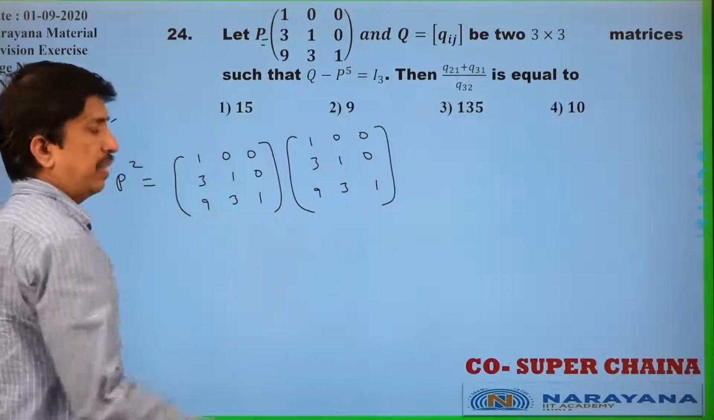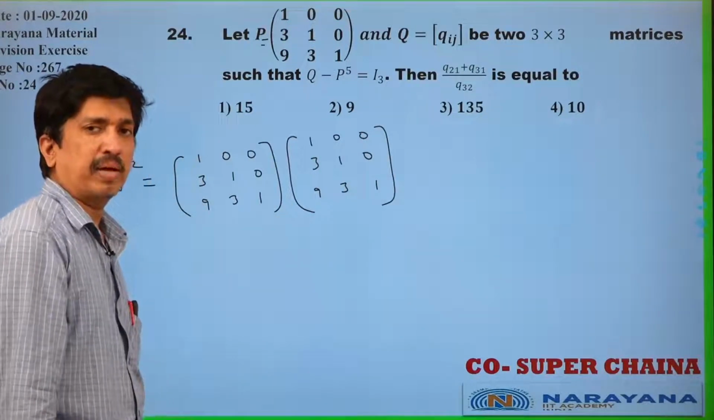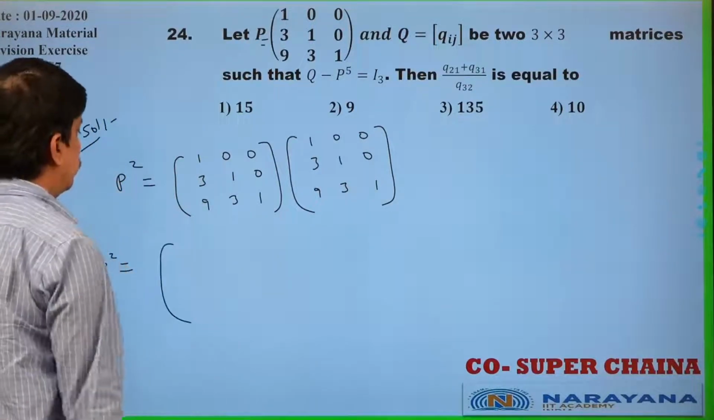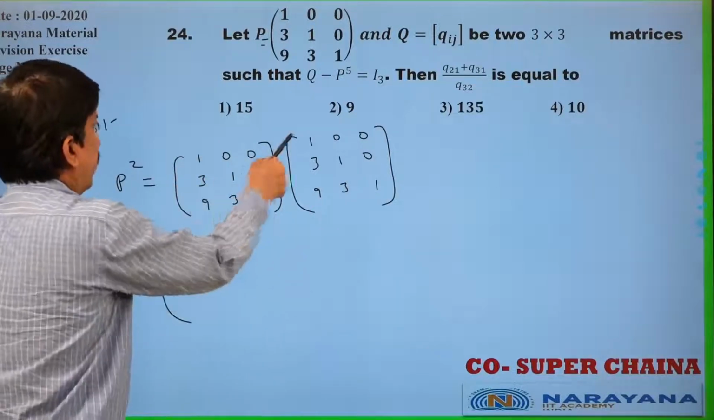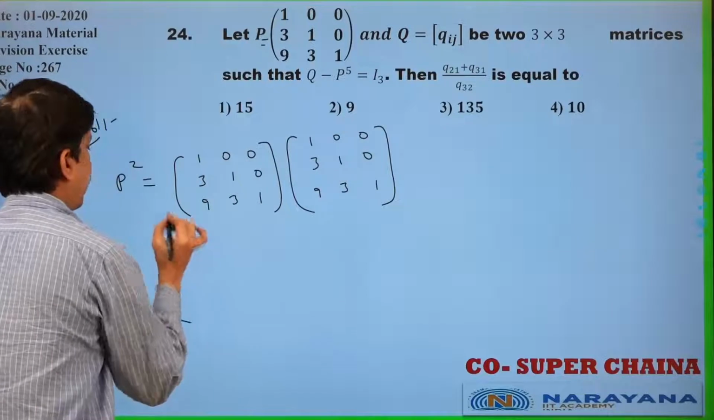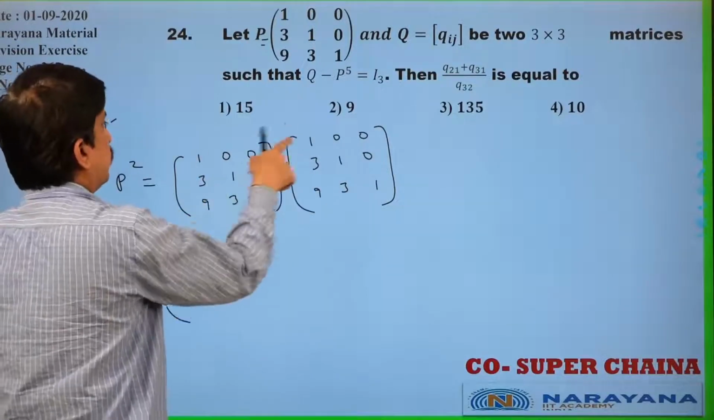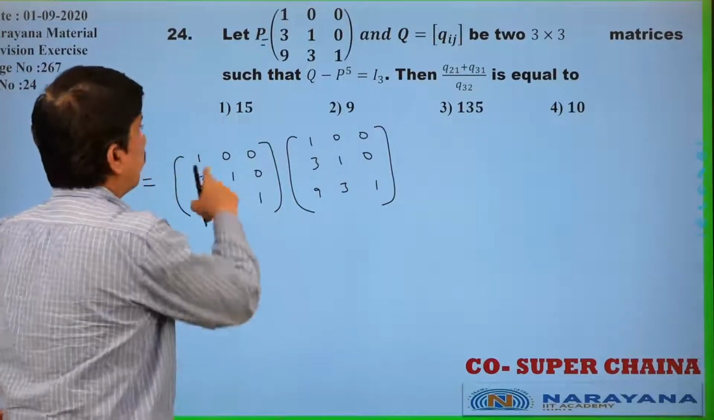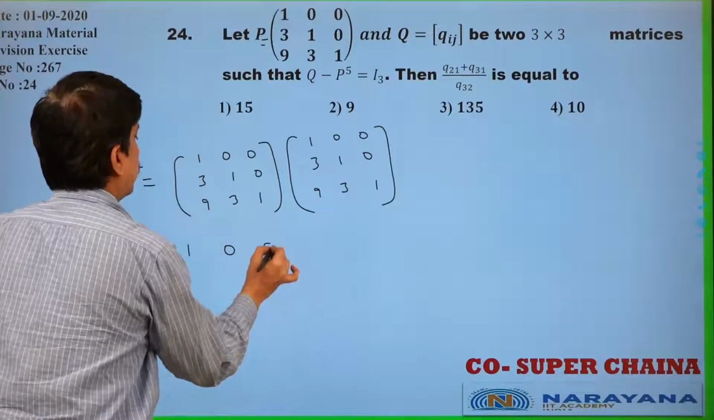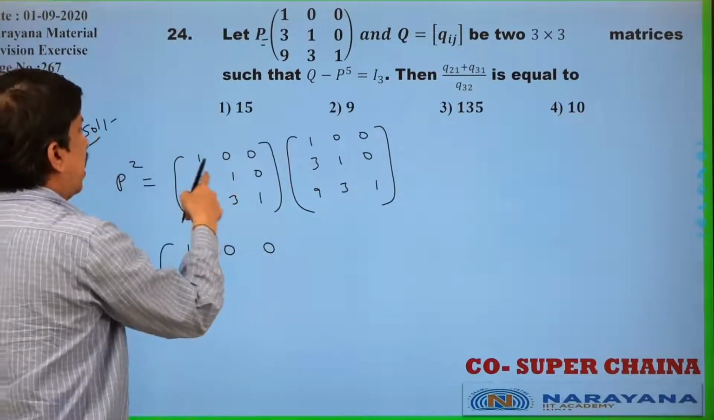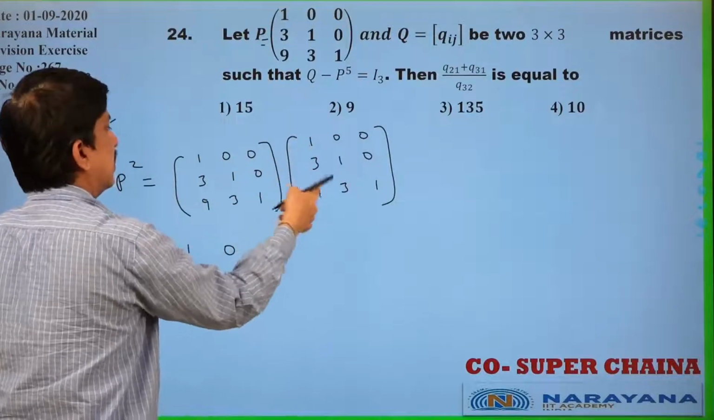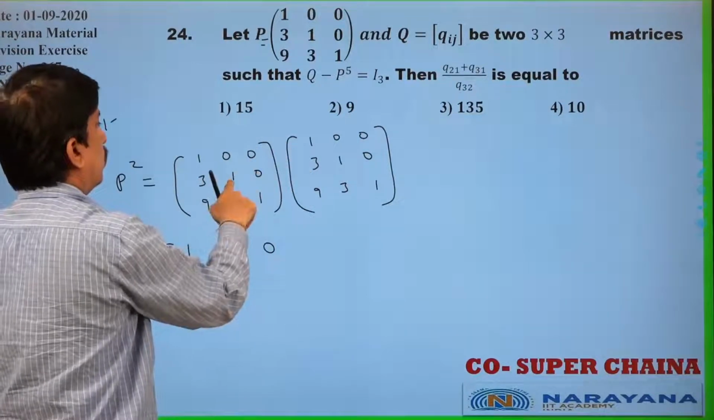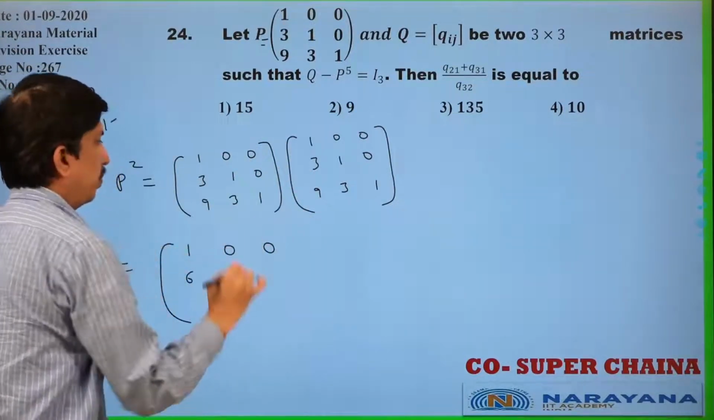It is a 3 by 3, 3 by 3. Both 3 by 3 multiplication, what you will get? A 3 by 3 matrix only you will get. Now, P square is equal to, you see this one. First row, first column, 1 into 1, 1, 0, 0. You will get 1 only. First row, second column, 0, 0, 0. You will get 0 only. First row, third column, 0, 0, 0. That is 0 only. Second row, first column, 3 plus 3, 6. Second row, second column, 0, 1, 0, should be 1 only.